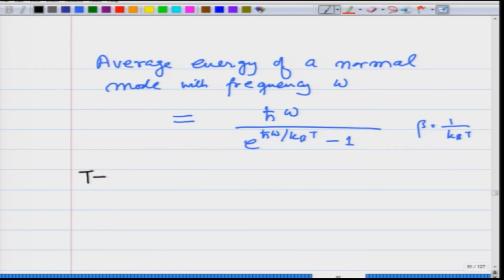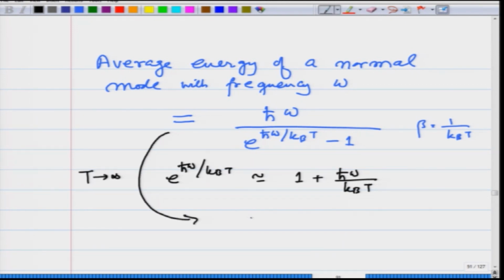Let us see what happens if T goes to infinity. If T goes to infinity, e raised to h cross omega by kBT is roughly equal to 1 plus h cross omega over kBT, and therefore, this average energy goes to kBT. So, this comes out to be the same as the classical result. 3 is a factor which will be introduced later for 3 degrees of freedom. So, this is for high temperature, it goes to the classical result.